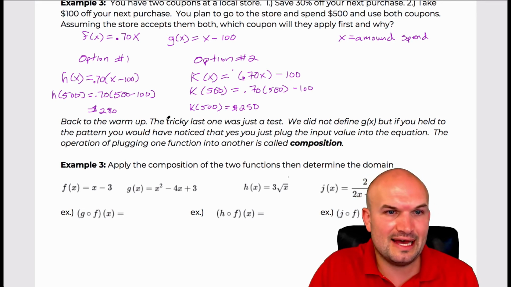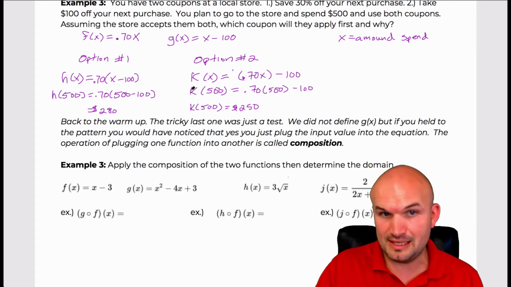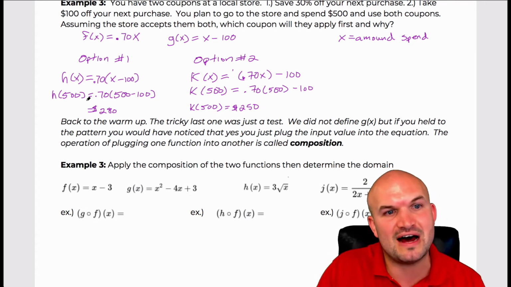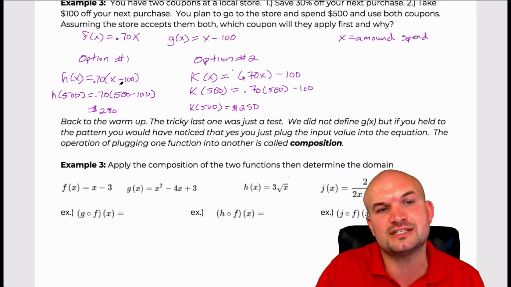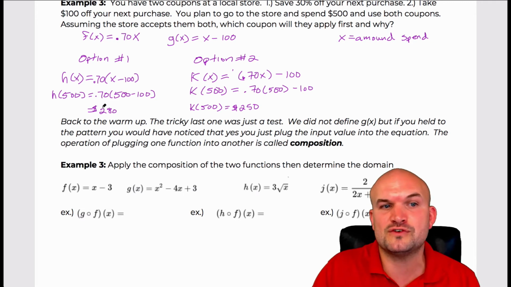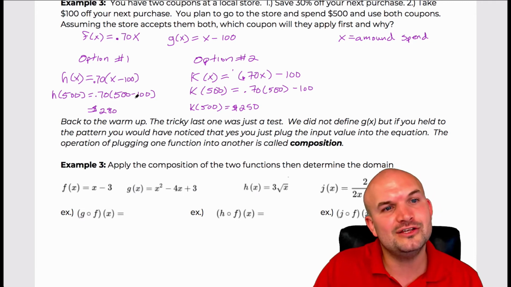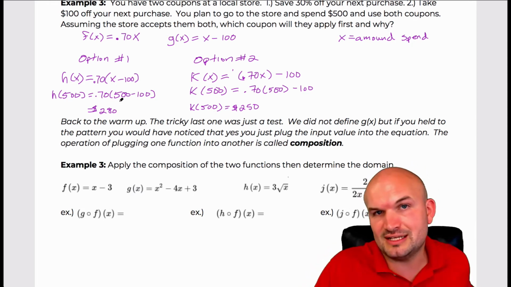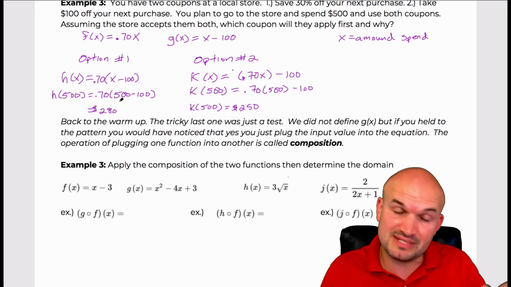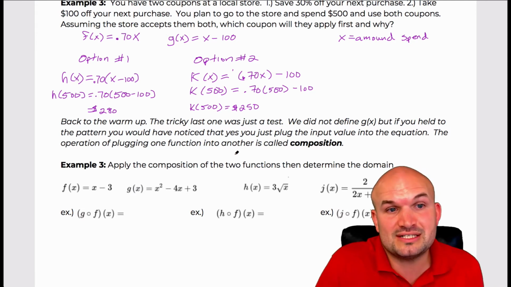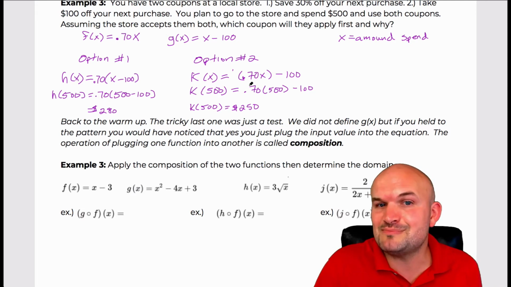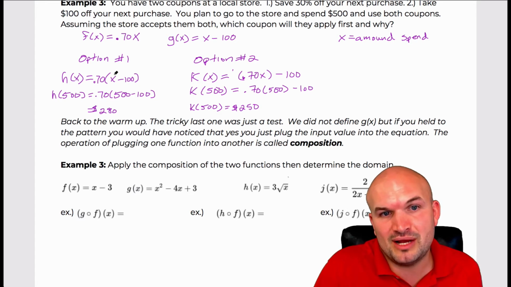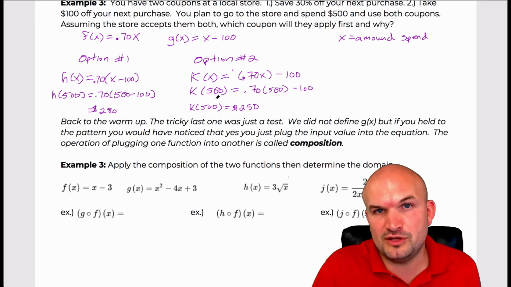So you can see that if the store says, well, we'll accept both coupons, but we're only going to follow the process where we subtract the $100 first and then apply the 70%, they're going to make you spend $30 more at the store. So they can still honor their system saying we're going to accept both coupons, but we're just going to follow this process rather than this process. So this one is obviously better for the store. This option is better for you.